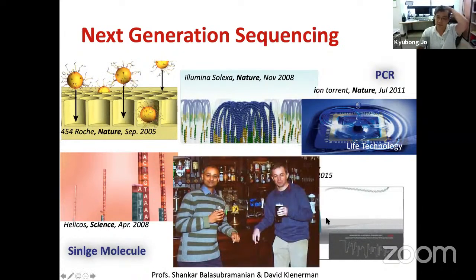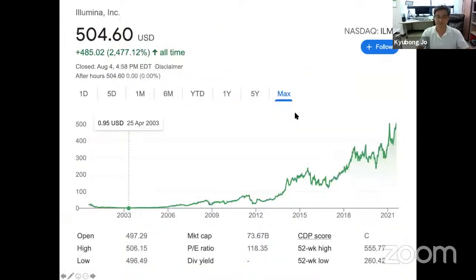But the real winner is the Illumina Solexa machines, which were developed by Shankar Balasubramanian. He's Indian, but he's a professor at Cambridge. Another one is David Klenerman. They initiated the company Solexa, which is now merged into Illumina, the company for NGS machines. I usually check the Illumina stock price, and recently I bought some of their stock.